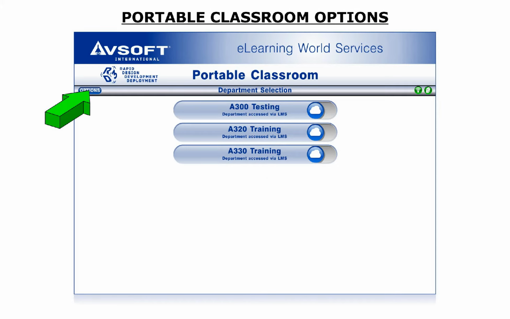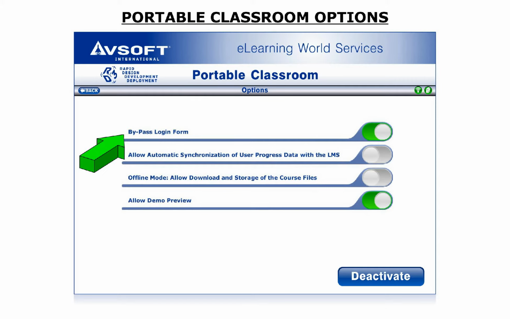The portable classroom provides few options to the user to change default behavior of the application. Clicking on the Options button will present the user with an Options menu. The Options menu contains controls for bypassing the login form, and allowing demo previews. Both of these controls are set to on, indicated by green backgrounds, by default.